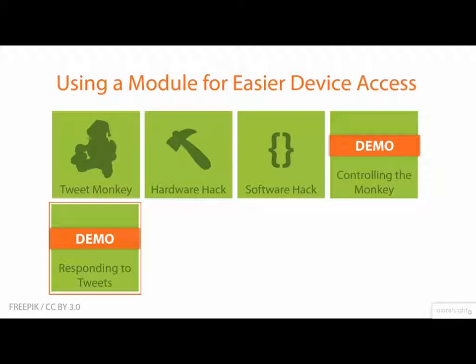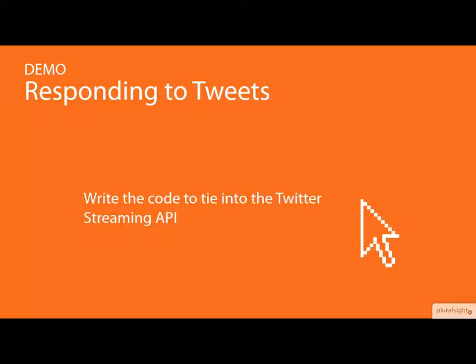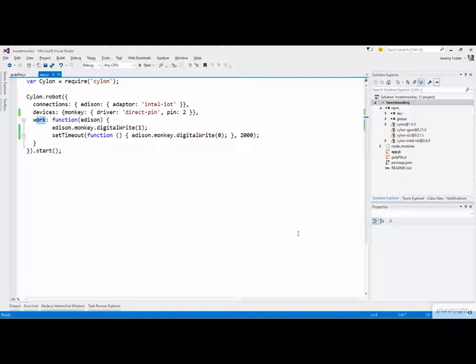And now we'll write just a little bit more code to get this monkey to respond to our tweets. In this demo, like we've already covered, we're going to call into Twitter's streaming API and give it a function that we want it to call whenever a certain tweet comes in. So let's jump back to Visual Studio and start with the code that we've already got.